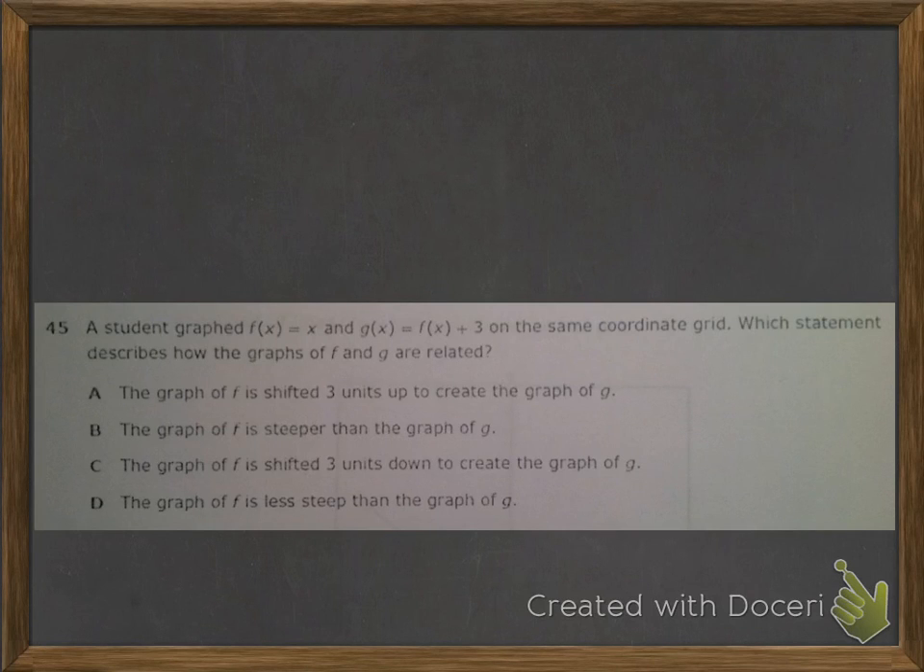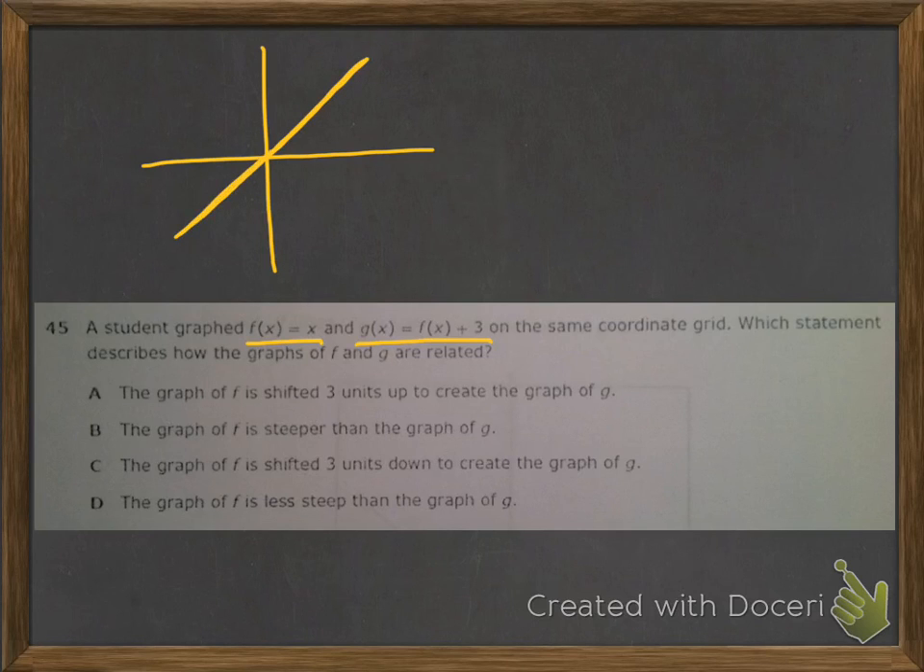All right, page 9, number 45. A student graphed f of x equals x and g of x equals f of x plus 3 on the same coordinate grid. Which statement describes how the graphs of f and g are related? So by now we should kind of know that f of x equals x. That's our parent function. It goes through the origin, has a slope of 1.